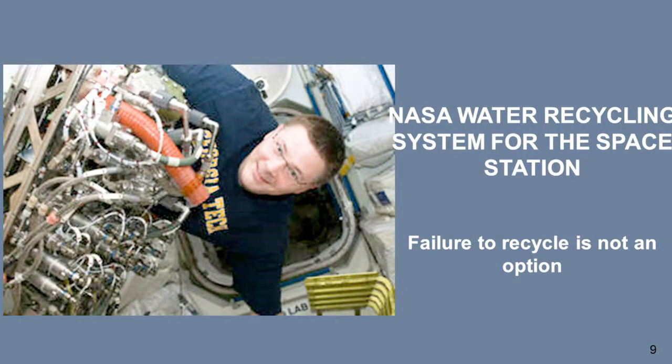This is a picture from the International Space Station. Because of the weight of water, they can't continuously supply water to the space station. They have to recycle it. Unfortunately, the recycling equipment is very complex, very prone to failure. There's a lot of maintenance required.